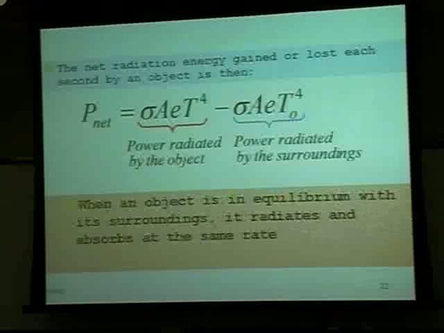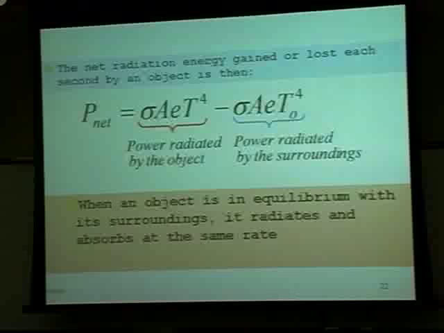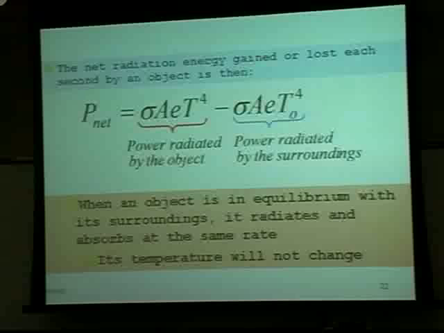When an object's in equilibrium with the surroundings, it radiates and absorbs at the same rate, and its temperature will not change. So if they're in equilibrium, then there should be no net power transfer between the object and its surroundings. Yes, true. They're both using the E value of the object, right? Yes. Both using the E value of the object because it's both emitting and absorbing.